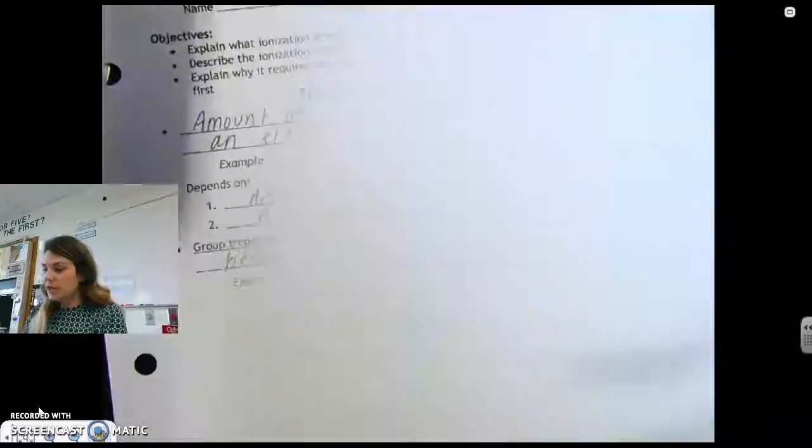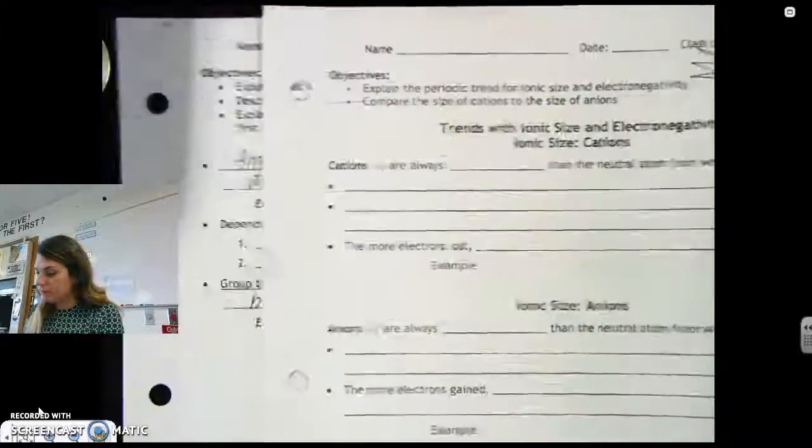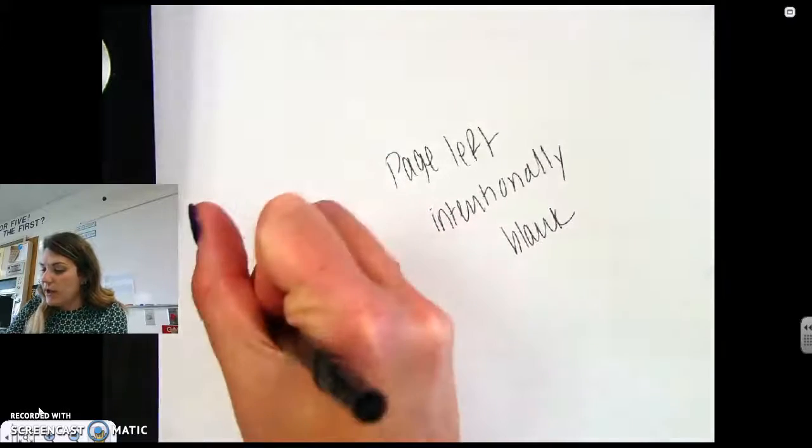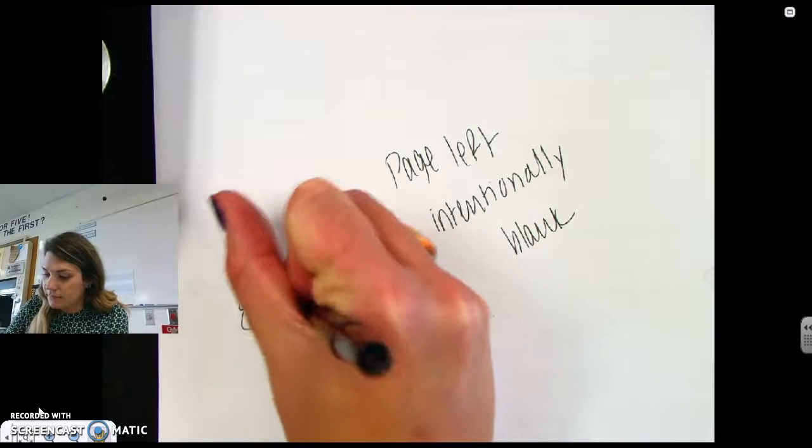So I'm actually skipping down to, this is page 93. Actually, you don't have any notes here, so let's kind of go rogue here. So let's talk about electronegativity.